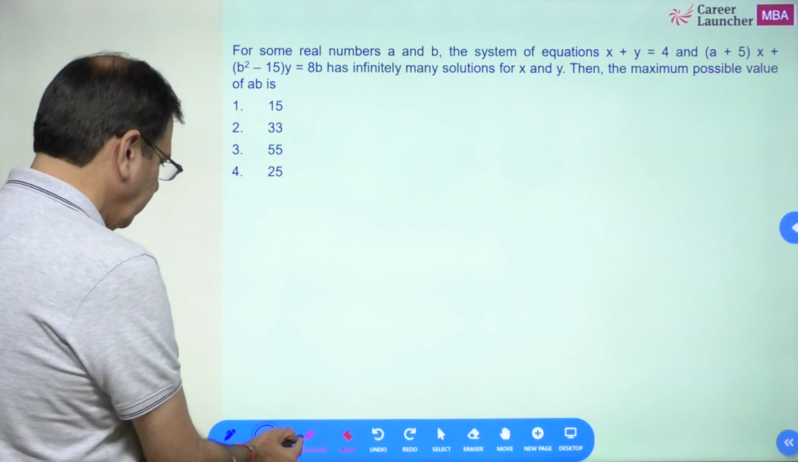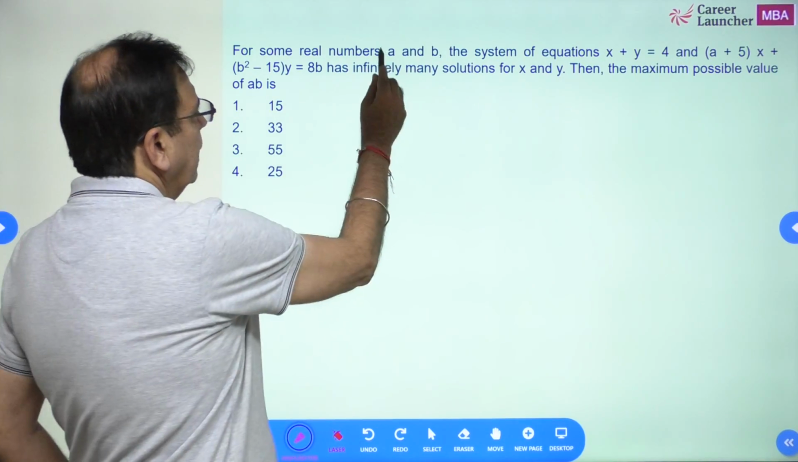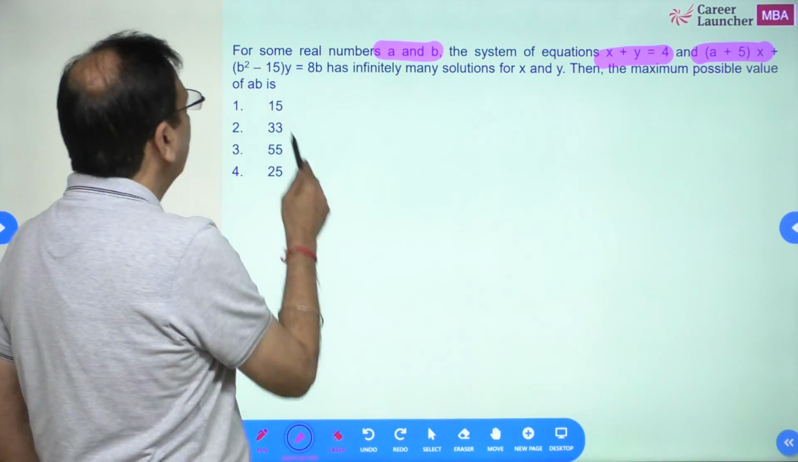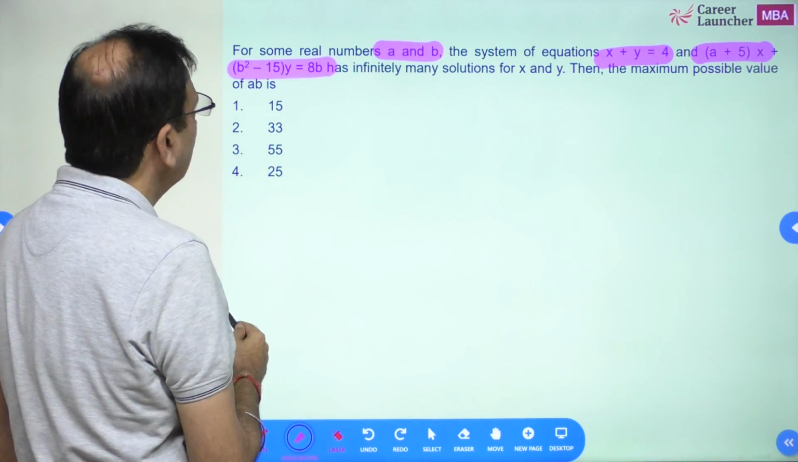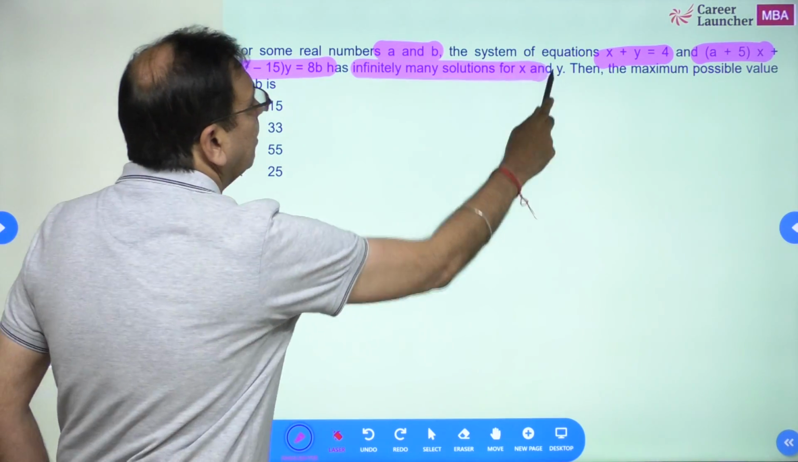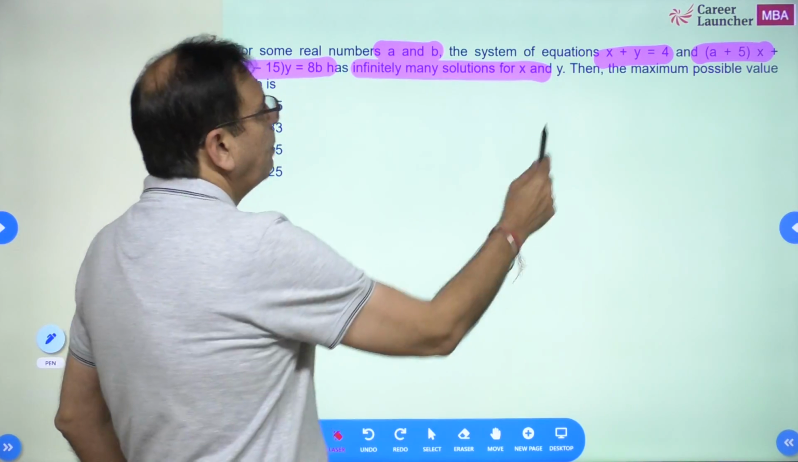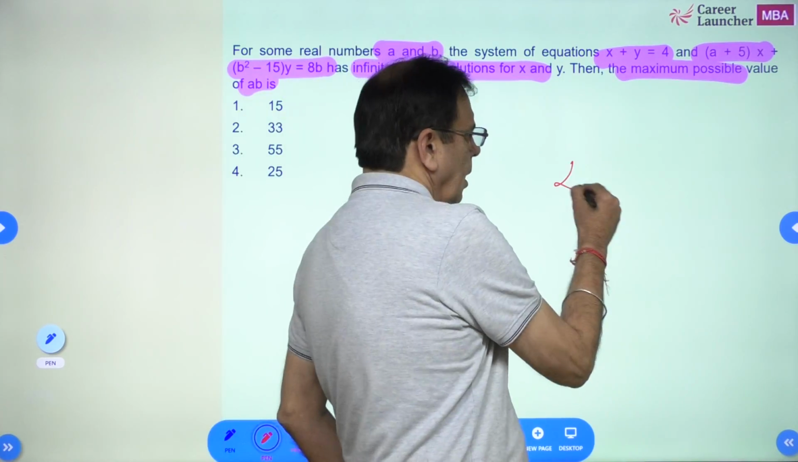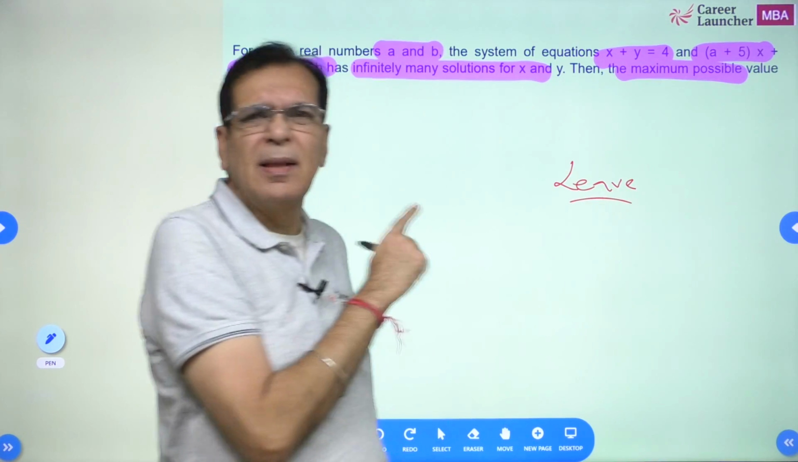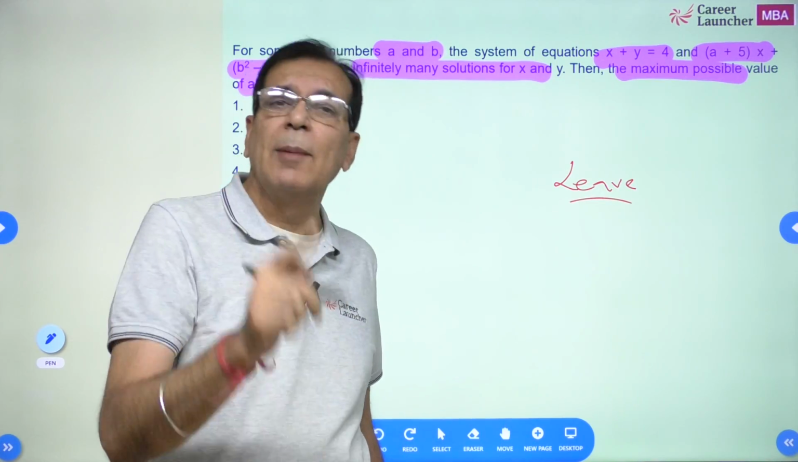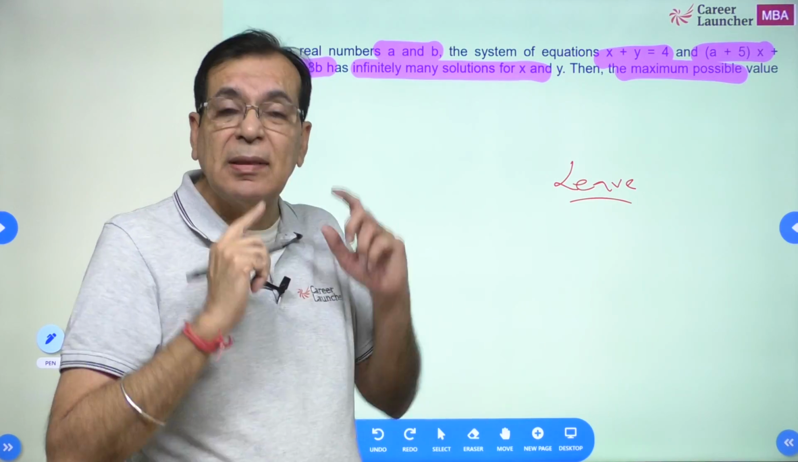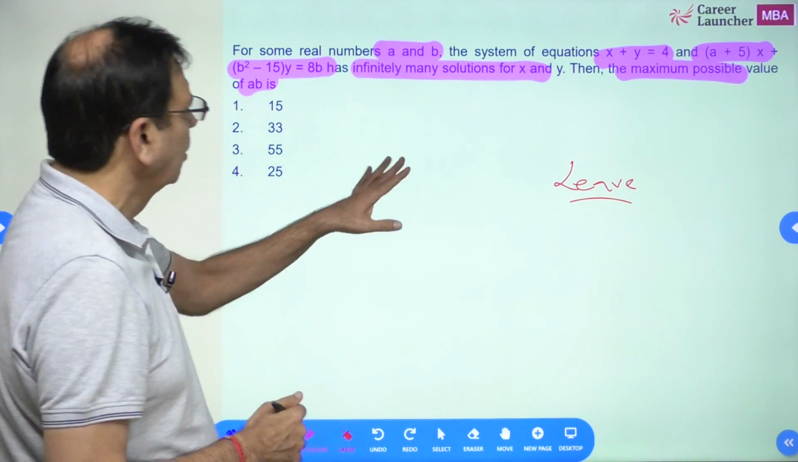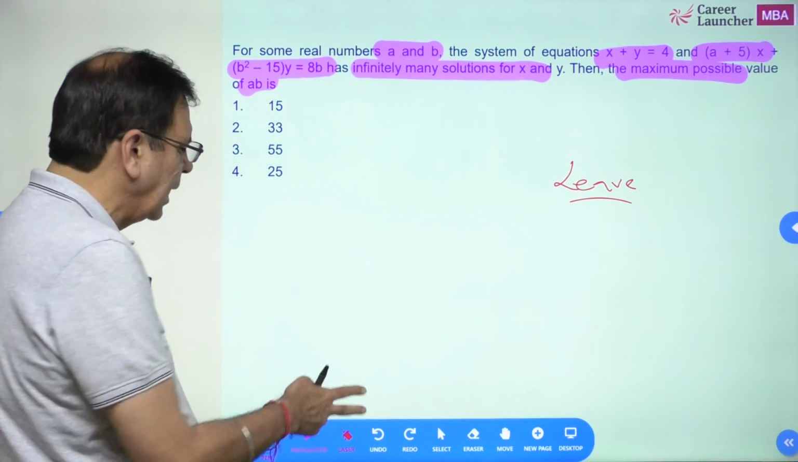Second question. Okay. For some real numbers a and b, the system of equations x plus y equal to 4 and (a plus 5) into x plus (b square minus 15) y is equal to 8b has infinitely many solutions for x and y. What is the maximum possible value of a into b? Leave. Why leave? यार मालूम नहीं क्या करना. I'll have to think as to how to go about doing it. And I'm sure most of you know, if a question makes me think, I'm not interested in the question. I only want to do those questions which I am 100% sure as to how to solve. So मैं छोड़ दूंगा. पहले 2 सवाल छूट गए, कोई बात नहीं, आगे चलते हैं.